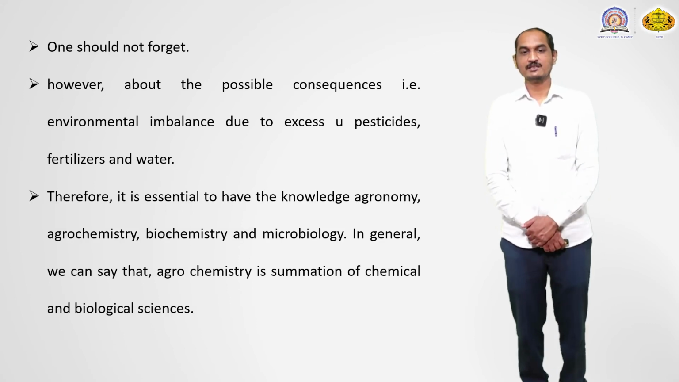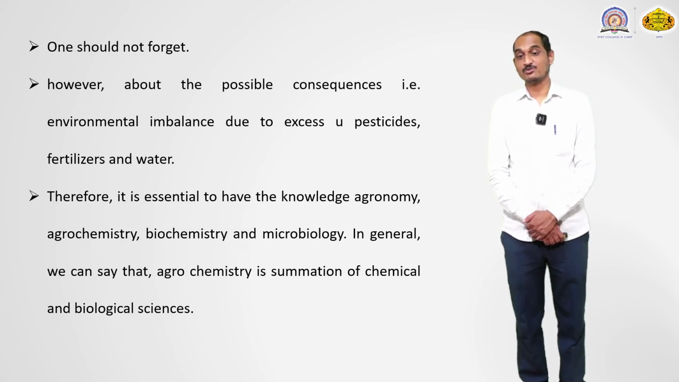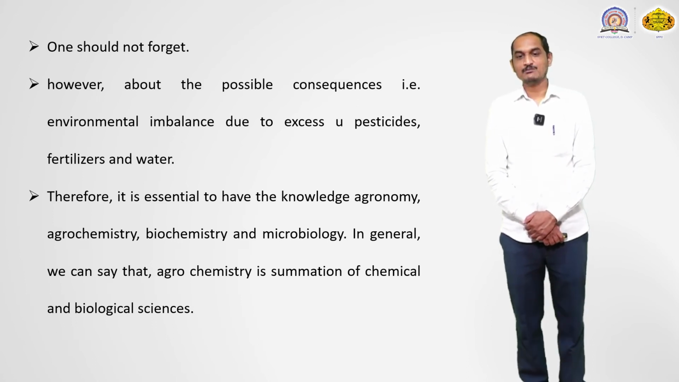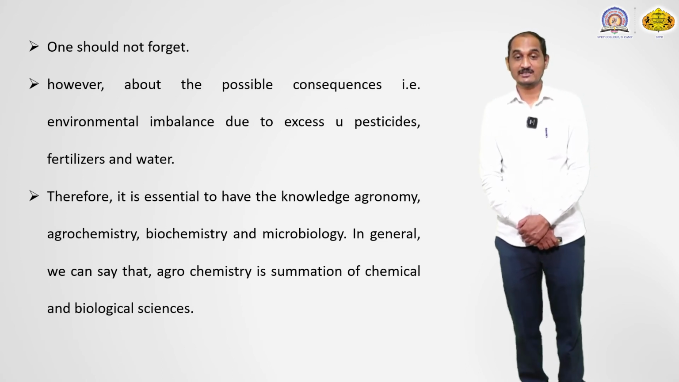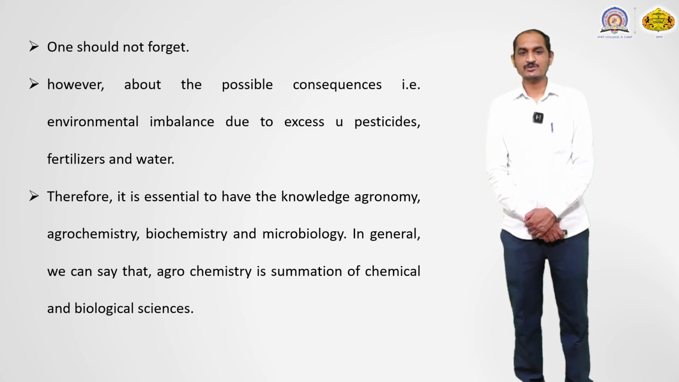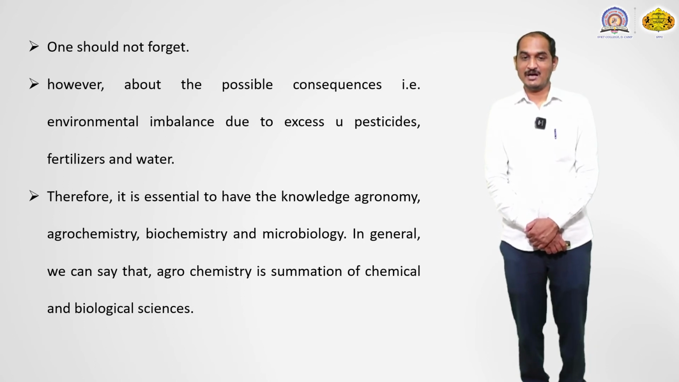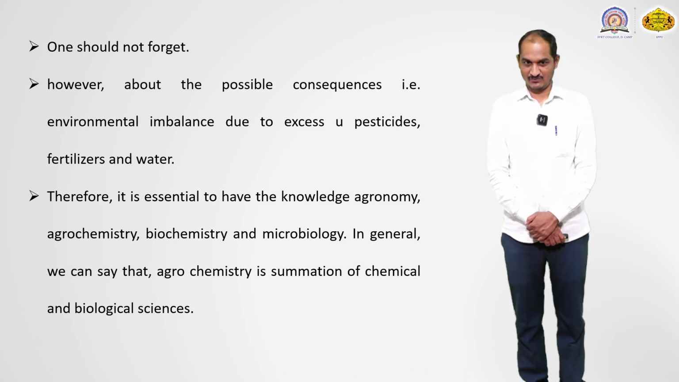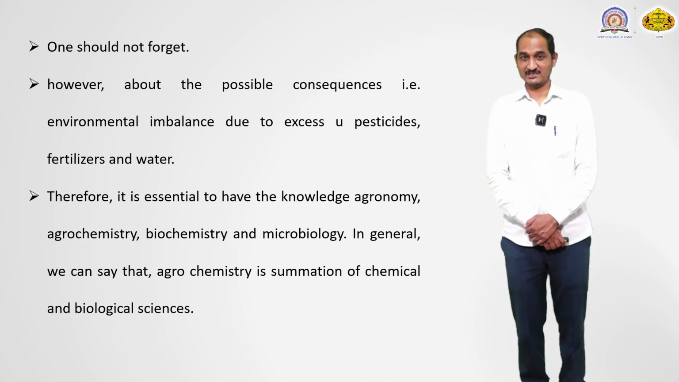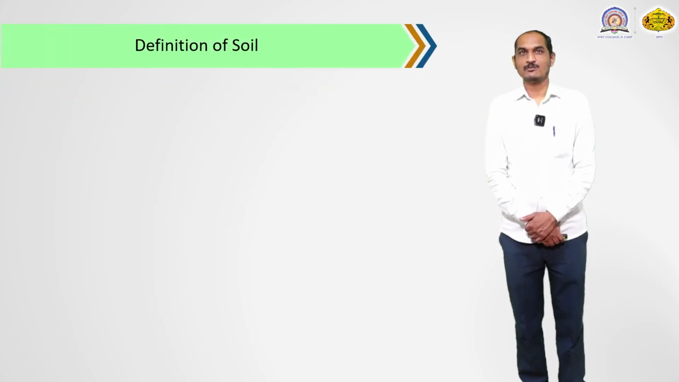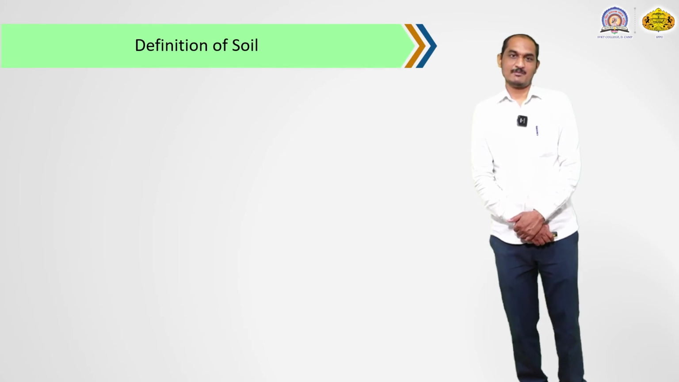Therefore it is essential to have knowledge about agronomy, agrochemistry, biochemistry and microbiology. All these branches are important and must be included in agrochemistry. In general, we say that agrochemistry is the summation of the chemical and biological sciences, because it is a combination of chemical and biological science. Both branches are most important for the better application of agrochemistry. So this is all about the scope and importance of agricultural chemistry.